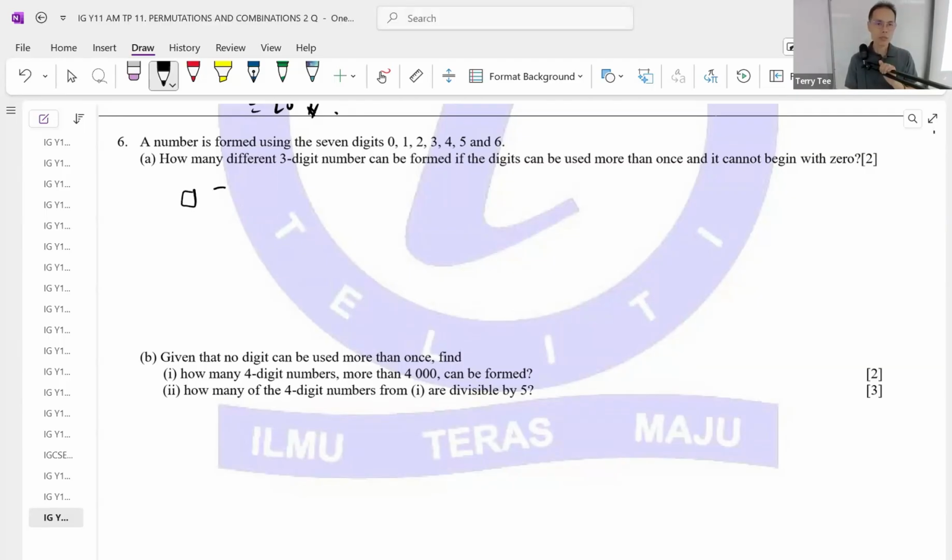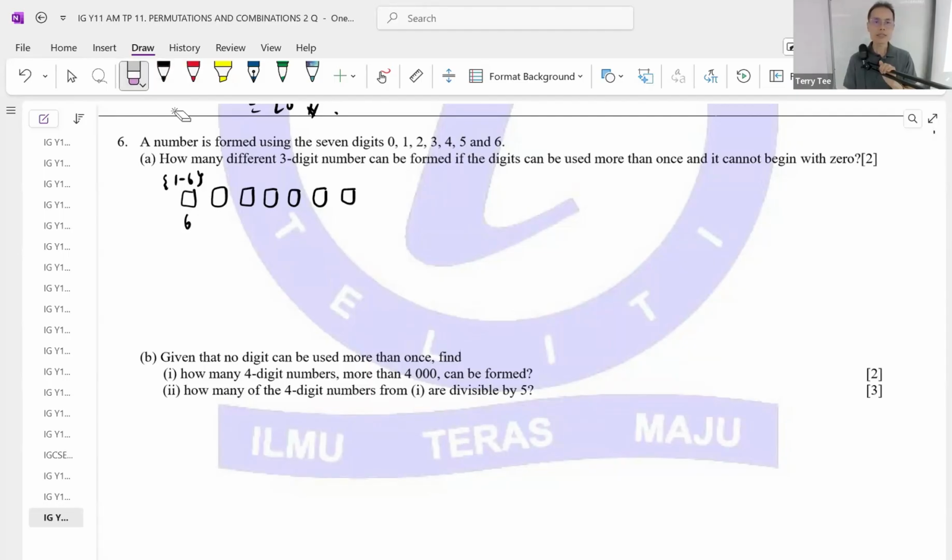Can be used more than once means with repetition. It's just that it cannot start with 0, right? You've got 7 digits. If you cannot start with 0, this is your first digit. What can we start with? You can start with 1, 2, up to 6. How many options do you have? 6.